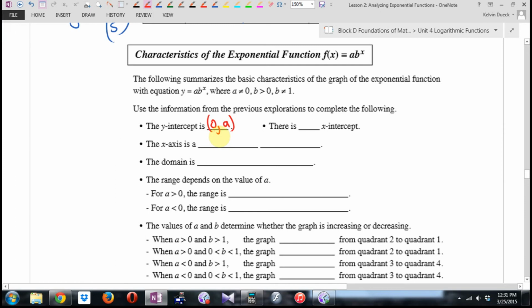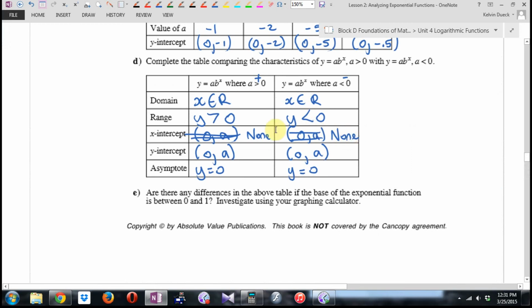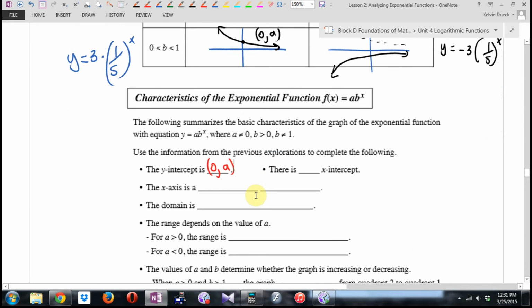Mac, can you fill in the next one? There is blank x-intercept. What word goes there? So make the grammar proper. You don't say there is none x-intercept. You say there is, really? No? There's no x-intercept. Don't overcomplicate this, okay?